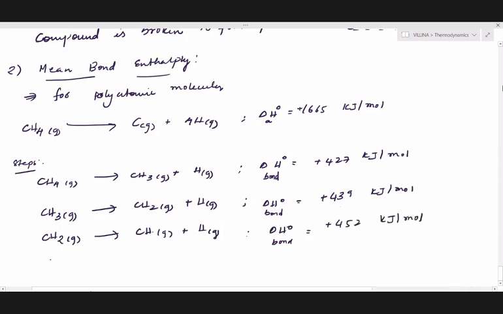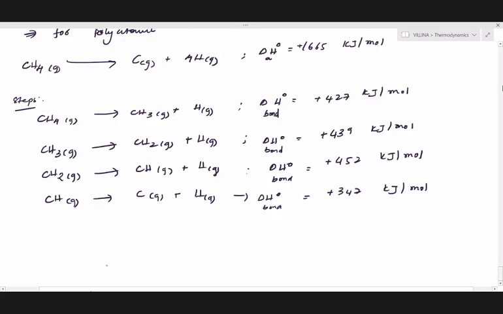And in the final step, the same CH gas will be converted into a carbon gaseous atom and a hydrogen gaseous atom. Here the delta H bond involved will be plus 347 kilojoule per mole. Even if all 4 carbon hydrogen bonds are equal in methane, when we break each bond and impart the bond dissociation enthalpy, each has a different value, because in the successive removal of each hydrogen we observe a different starting compound, a different reactant. That's why we observe a different value.